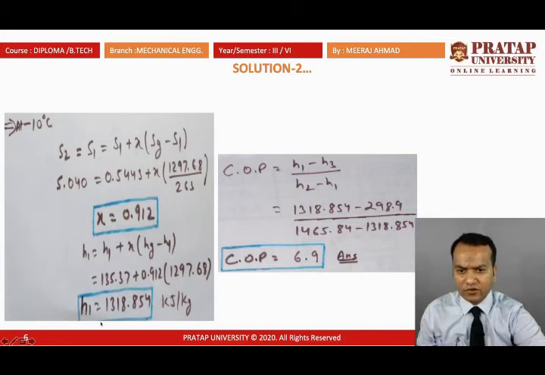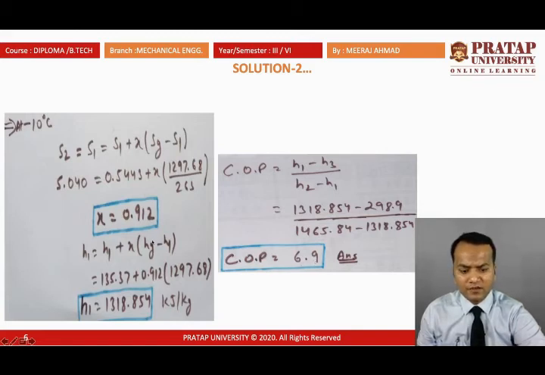Then, once you find the H1 value, write the formula of COP, which is equal to H1 minus H3 divided by H2 minus H1. Put the value of H1 here and put the value of H3, which is saturated liquid at temperature 25 degrees Celsius, and H2, which is enthalpy of saturated vapor at 25 degrees Celsius. So put the values of H1, H2, H3 in the COP formula, and you get the value of COP equal to 6.9.